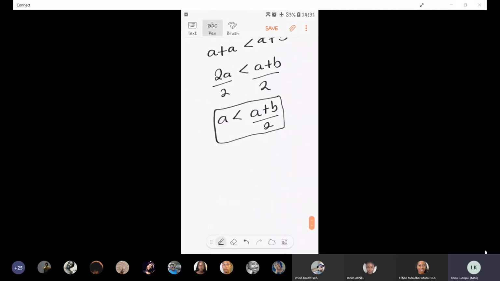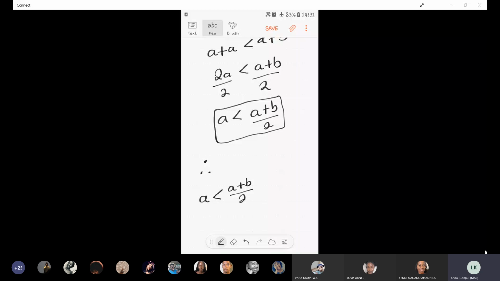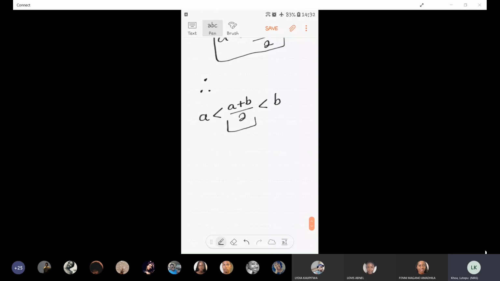So I can write it. I say therefore, we say that A is less than this. And from the first one, we say that this is less than B. So you have shown it. So that's what it means when we say show or prove something.